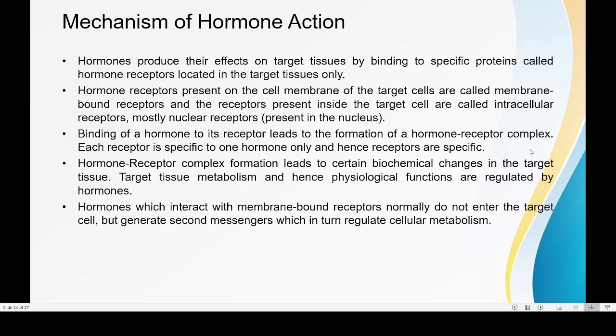Each receptor is specific to one hormone. For example, if insulin is produced, it will attach only to one particular receptor. If another hormone like androgen or testosterone is released, it will attach only to another type of receptor. So this is how the hormone is acting. Every hormone has its own particular type of receptor. This hormone receptor complex leads to the formation of certain biochemical changes in the target tissue.